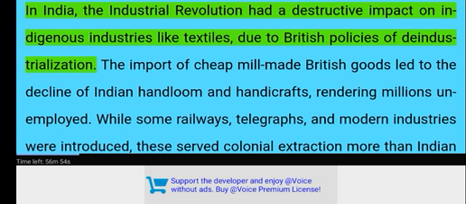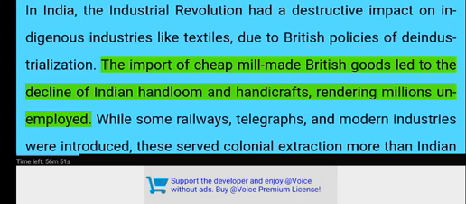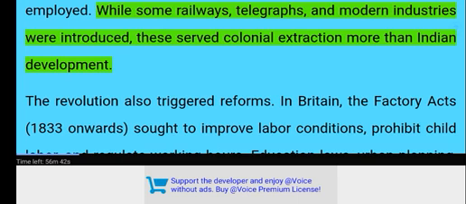In India, the Industrial Revolution had a destructive impact on indigenous industries like textiles, due to British policies of deindustrialization. The import of cheap mill-made British goods led to the decline of Indian handloom and handicrafts, rendering millions unemployed. While some railways, telegraphs, and modern industries were introduced, these served colonial extraction more than Indian development.